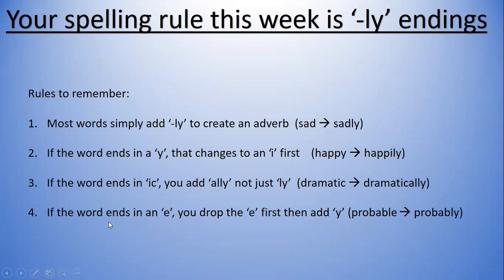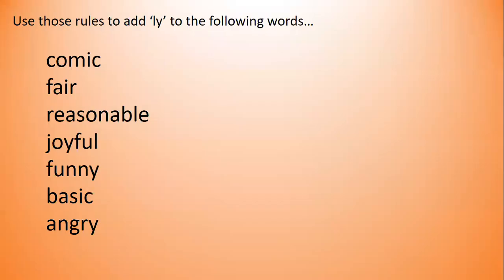And then the fourth one, if the word ends in an E, just like a lot of things we've been looking at in the last few weeks, you drop the E first and then you just add a Y. So as in probable, you just drop the E and add the Y. You don't need to add ly on that occasion because it's already got an L. But yeah, you drop the E first. So using those rules, can you add ly to the following words?